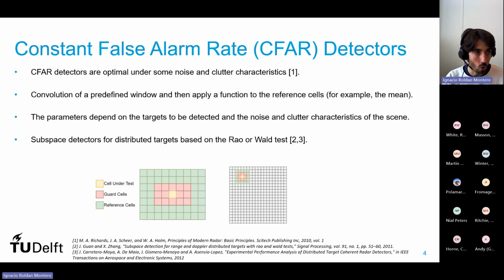And basically how they work is you have a predefined window that you convolve over your data to estimate the noise or the clutter level. And then based on some statistical tests, you set a threshold, right? And the parameters that you have to estimate depend on the targets to be detected and also on the noise and clutter characteristics of the data you have.